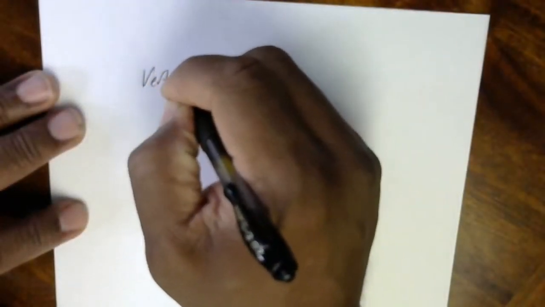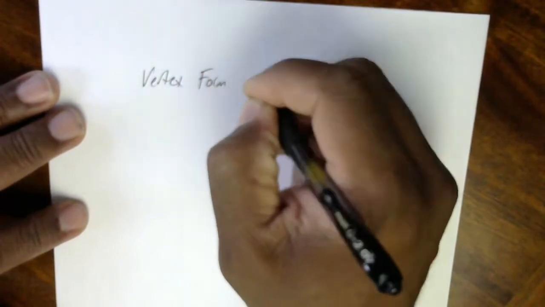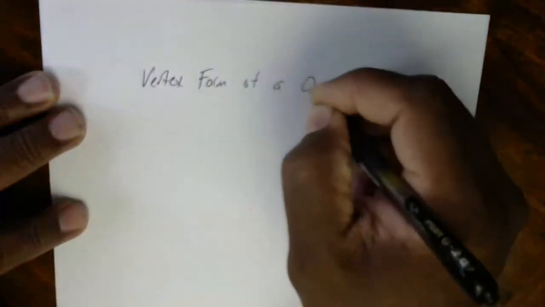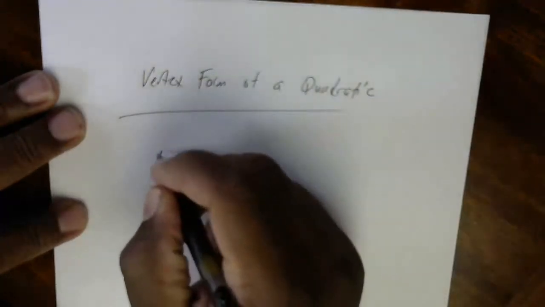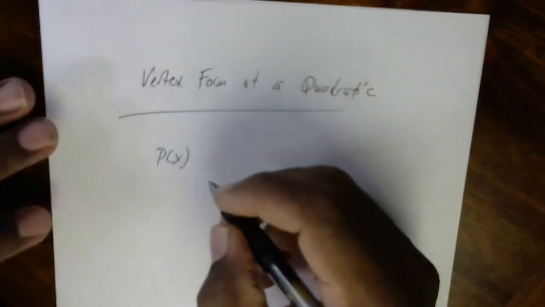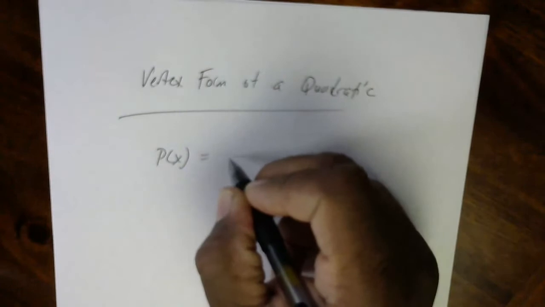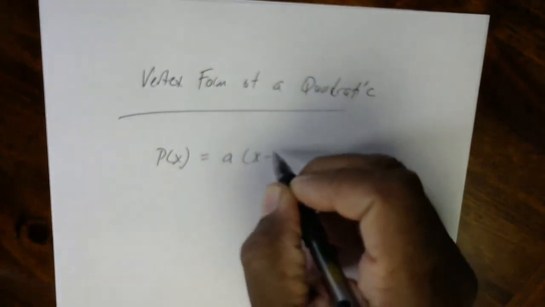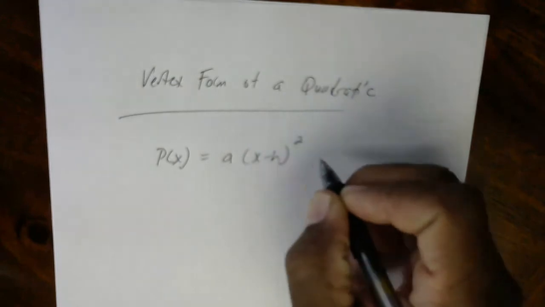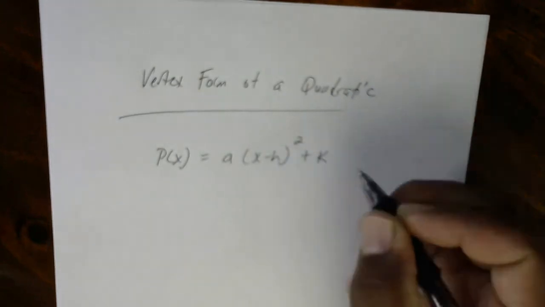All right, so this would be our vertex form of a quadratic. And I'm going to write this out as P of x is equal to a times (x minus h) quantity squared plus k.